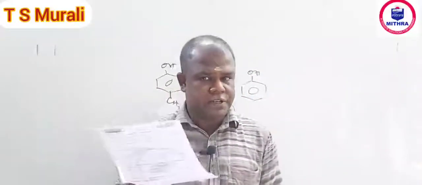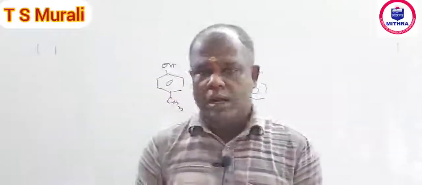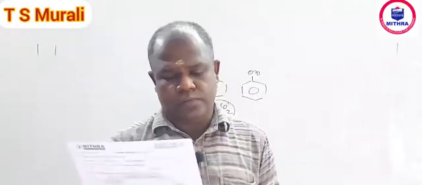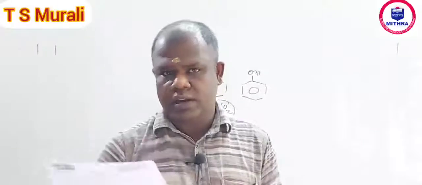Why? Because dehydration proceeds through the carbocation mechanism: tertiary more than secondary than primary. Find the order, and tell me.